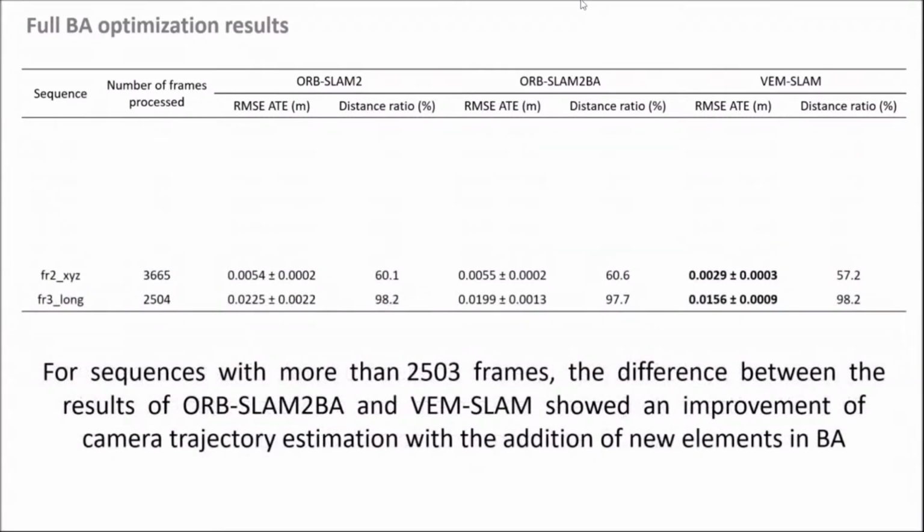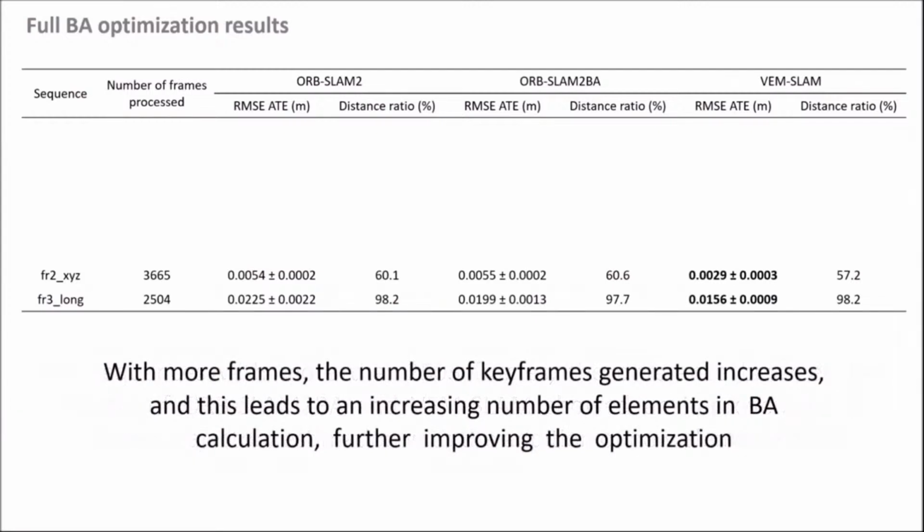For sequences with more than 2,503 frames, the difference between the results of Opson 2BA and Visland showed an improvement of camera trajectory estimation with the addition of new elements in the BA. With more frames, the number of keyframes generated increases, and this leads to an increased number of elements in BA calculation, further improving the optimization.